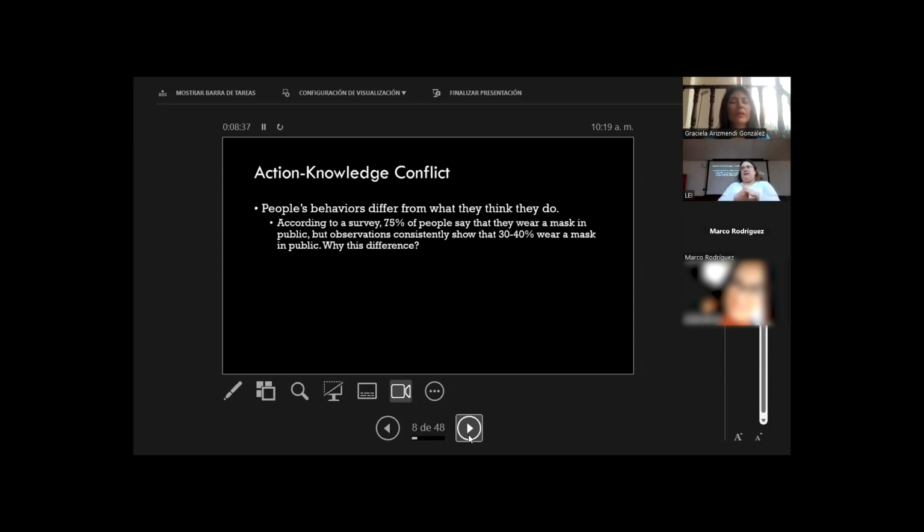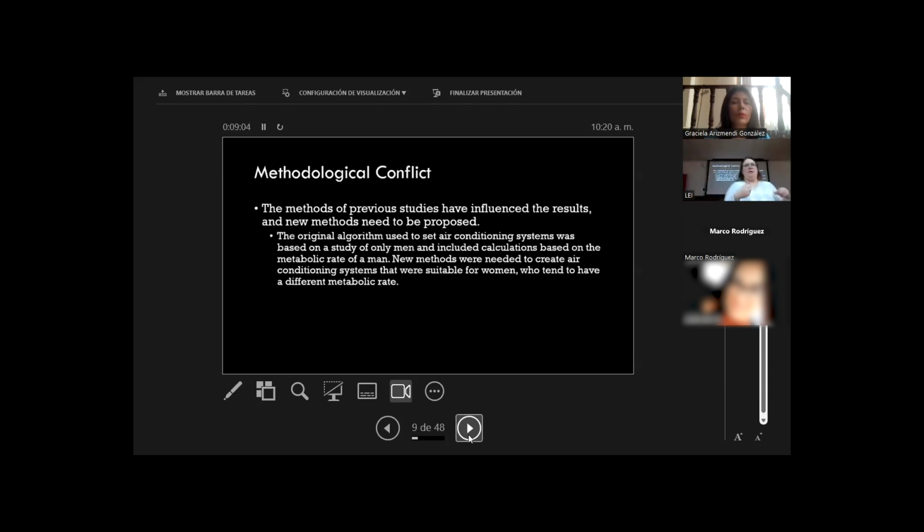Action knowledge conflict. So people's behaviors differ from what they think they do. So according to a survey, 75% of people say that they wear a mask in public, but observations consistently show that 30 to 40% wear a mask in public. Why is this a difference? Why do we say one thing but do another? Right, that is an action knowledge conflict. Next one. And then there's a methodological conflict as another framework.